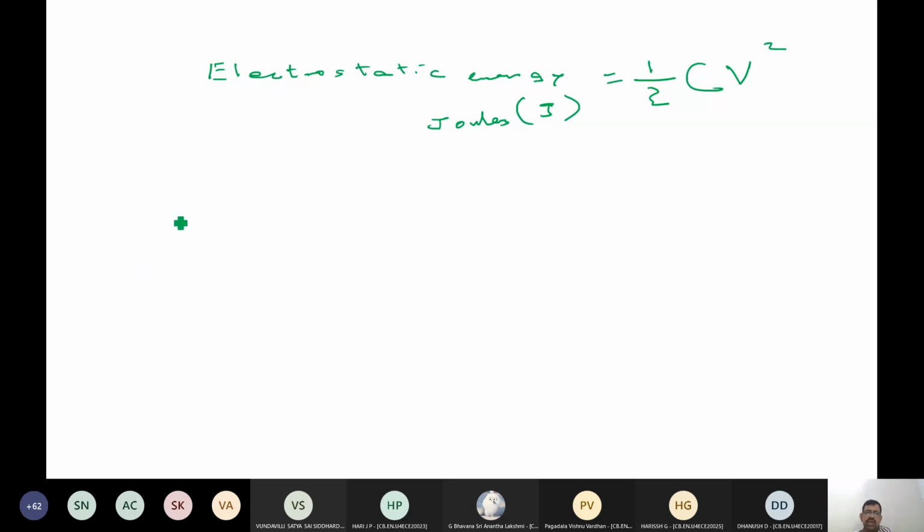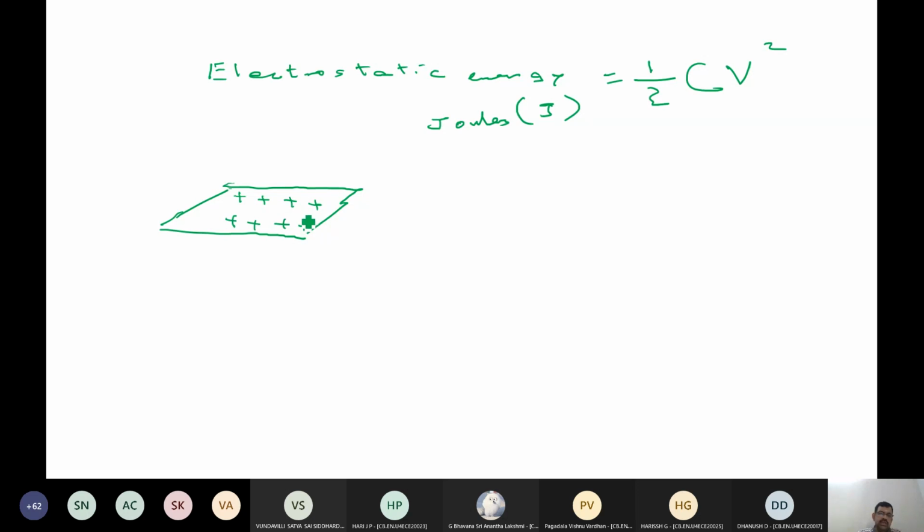So to make you quickly understand, how do we define the capacitance? How do I quickly gather that? After that we'll continue in the afternoon session. So I have a plate like this. Let us say this plate is positively charged.